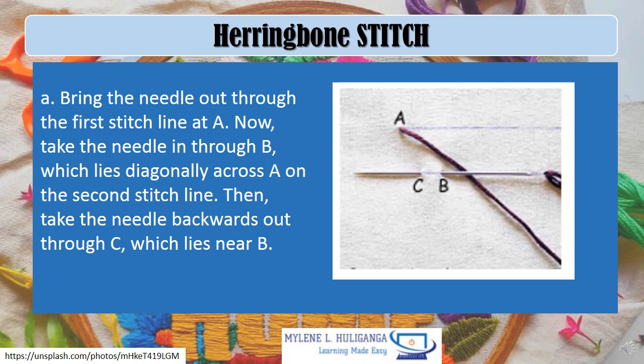Herringbone stitch. Bring the needle out through the first stitch line at A. Now, take the needle in through B, which lies diagonally across A on the second stitch line. Then, take the needle backwards out through C, which lies near B.